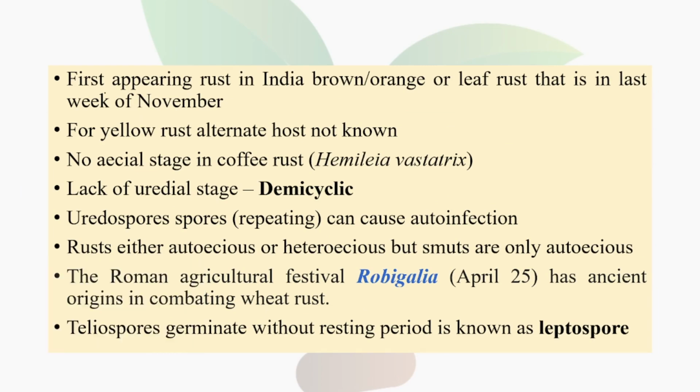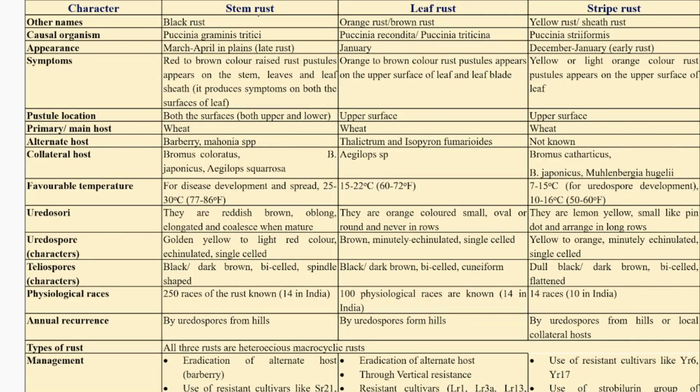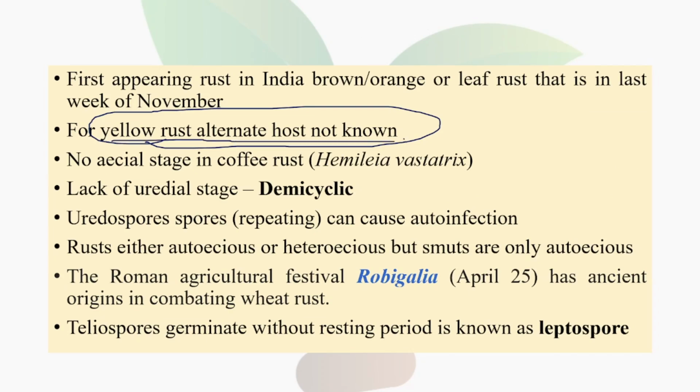Okay. In India, the first appearing rust is brown rust, orange rust or leaf rust, in the last week of November in general. There are three different kinds of rust we generally study in wheat: stem rust, leaf rust, stripe rust. Among the three, yellow rust has no alternate host, which means it has so far not been reported. A couple of articles mention Mahonia, Berberis and other species as the alternate host, but it is not clear and not yet reported.